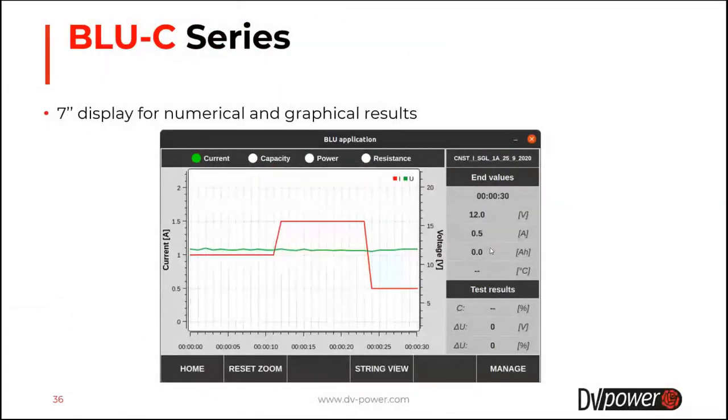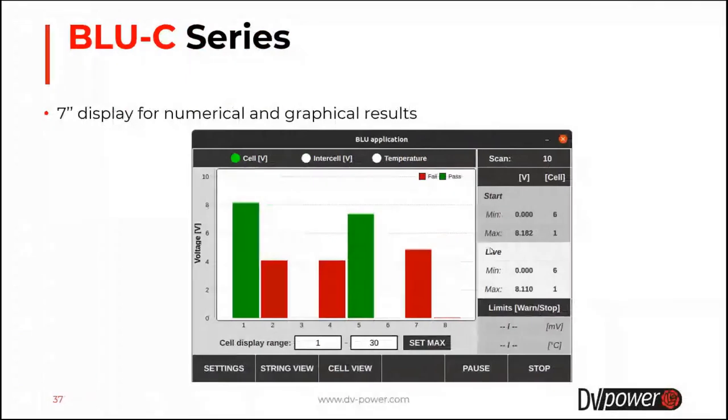As you can see on this slide, this is the interpretation of how a test looks like on a 7-inch display of battery load unit C series. Everything is visible, and as we already said, there is no need for the use of an additional computer. Here is an example of cell voltage results that can also be displayed on the BLU C device.